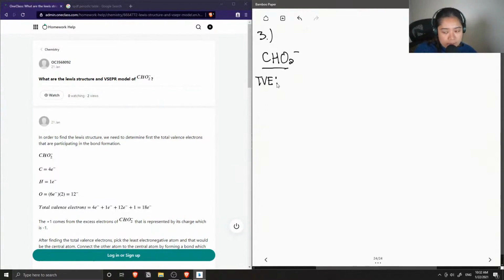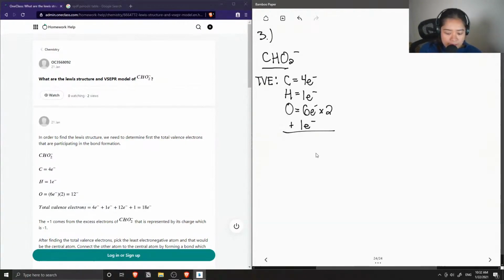So let's calculate it. Carbon has 4 valence electrons. Hydrogen has 1. Oxygen has 6, and there are 2 oxygen atoms, so we multiply this by 2. And lastly, this ion has an overall -1 charge, so we know we need to add an additional electron to this electron count. If we add all these up, we should get 18 valence electrons.